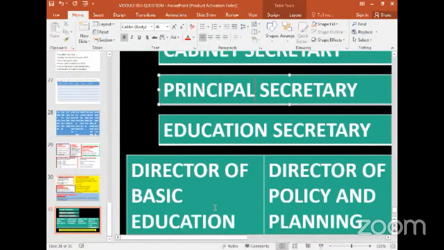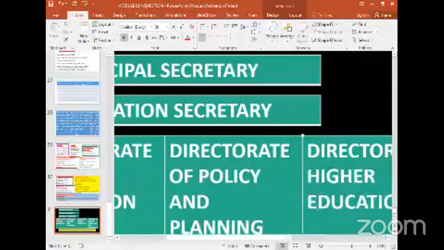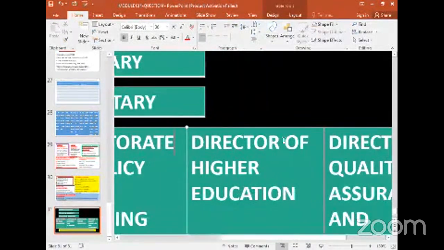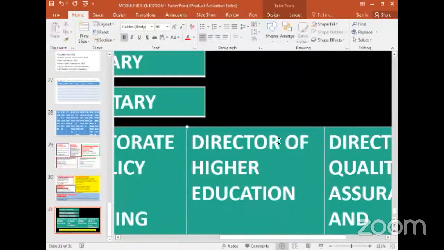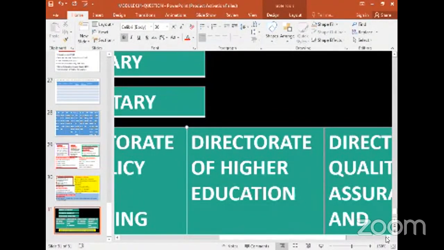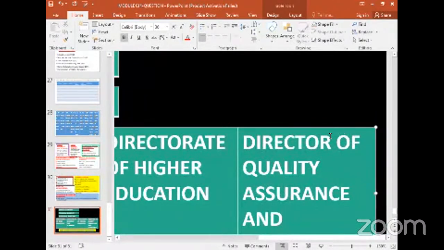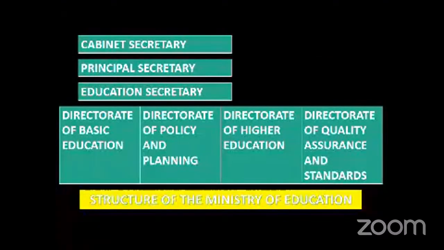Now, under basic education, what do you get under basic education? I think primary school. So, basic education is the education that we are having, whereby you have the primary school education, secondary school education, colleges, they are all under basic education. Except universities, which are under Directorate of Higher Education.